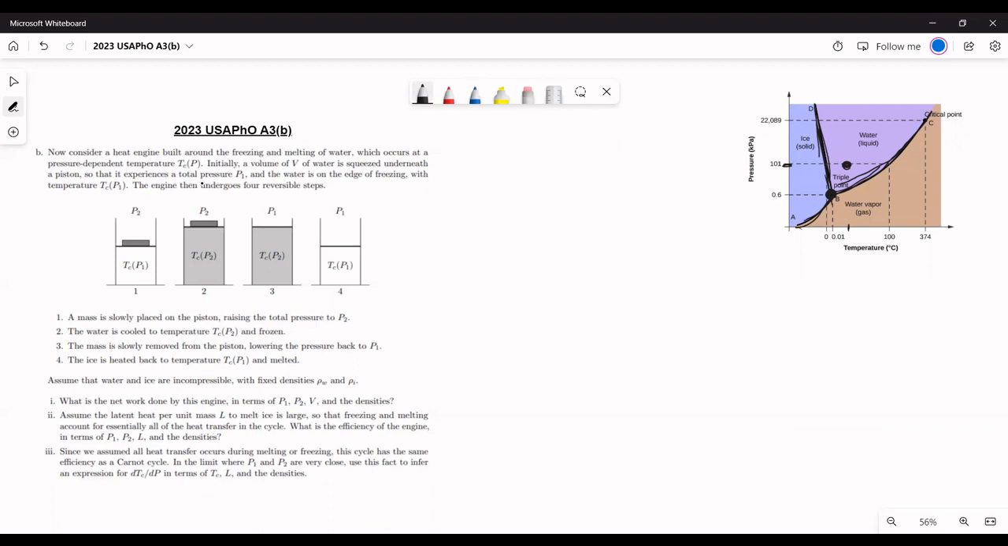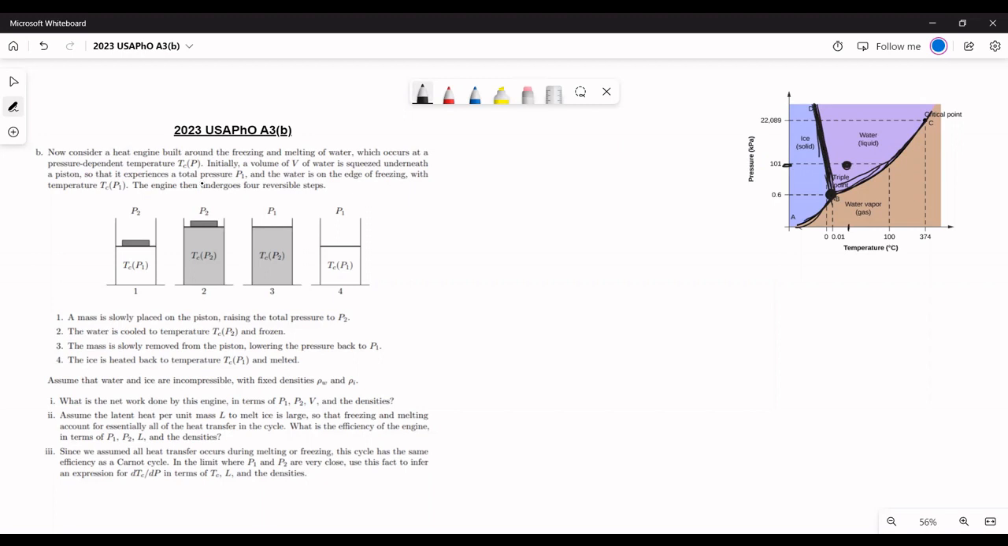So this problem says to consider a heat engine built around the freezing and melting of water. So we're basically going to be dealing with this coexistence curve here between solid and liquid water. And it says that the freezing and melting occurs at a pressure-dependent temperature Tc evaluated at P. And this basically tells us that we're going to be dealing with this coexistence curve where Tc of P tells us the melting point at pressure P. And so it basically gives us the equation of this line on the pressure-temperature phase diagram.